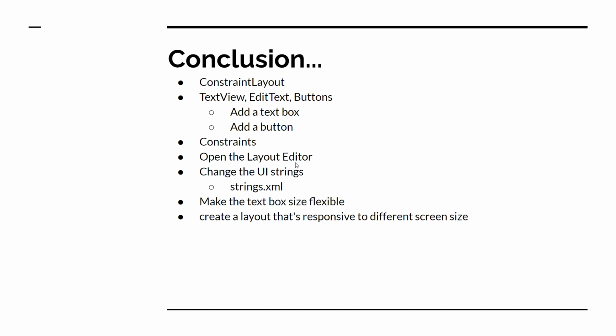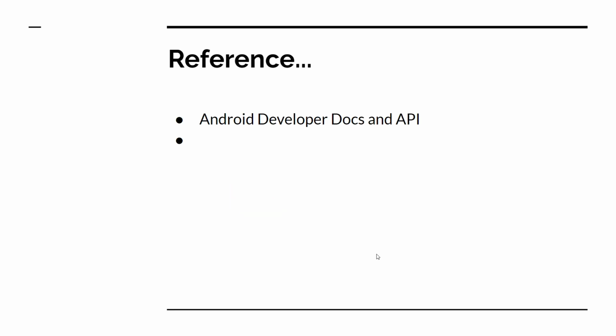We used the layout editor, and we used UI strings, which we added into the strings XML and referred to from the user interface. Then we made the text box flexible, and we made the layout responsive, so that the screen is responsive for different screen sizes. That was the last thing we did. But if it's not clear to you, don't worry about that. We'll discuss it in more detail in future lessons.